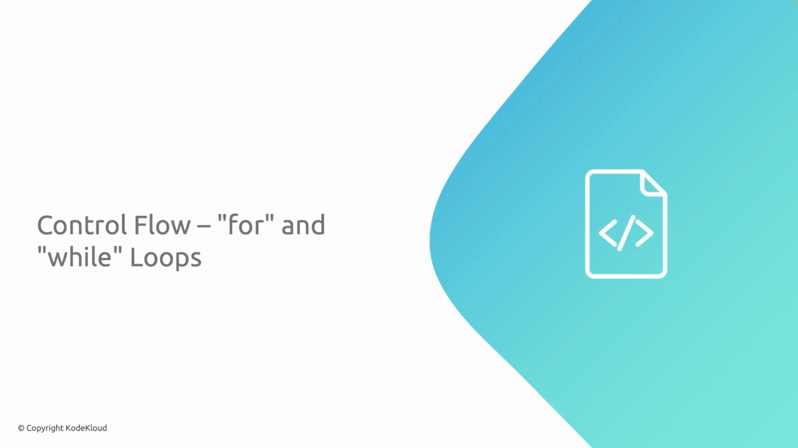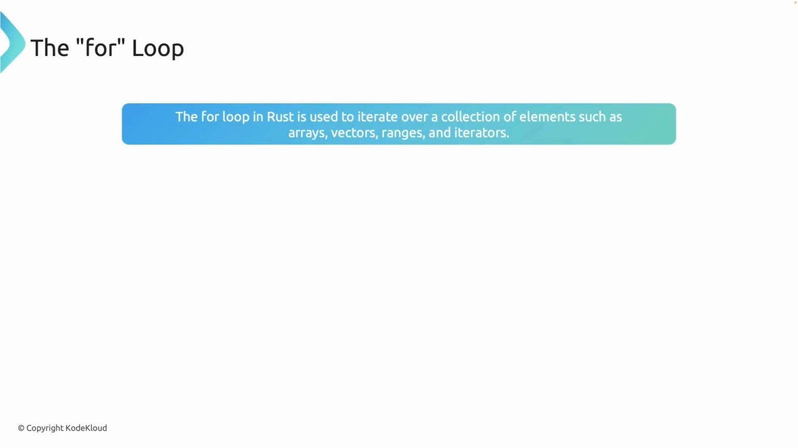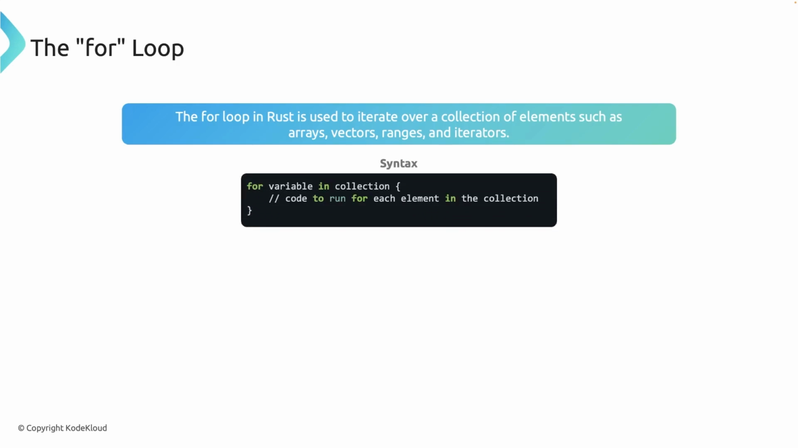Rust provides several looping constructs, including for, while, and loop. This video focuses on the for and while loops, which are commonly used to iterate over collections and repeat code based on conditions. First up, we have the for loop. The for loop in Rust is used to iterate over a collection of elements such as arrays, vectors, ranges, and iterators. This is how the syntax looks like.